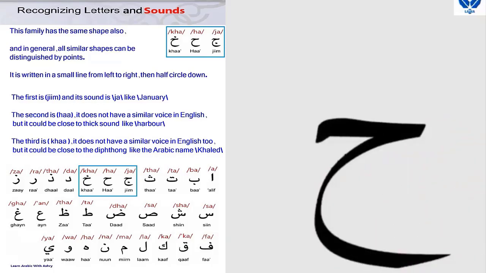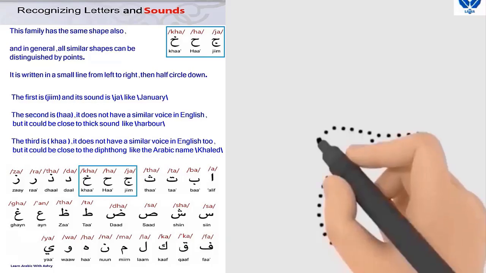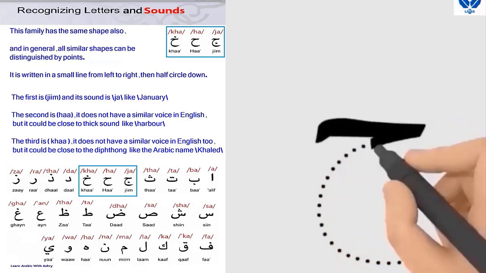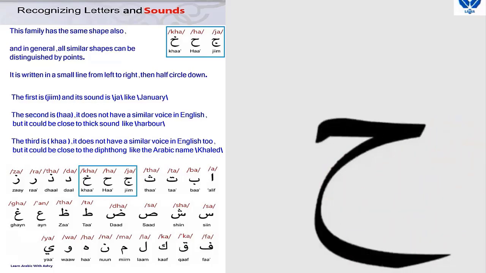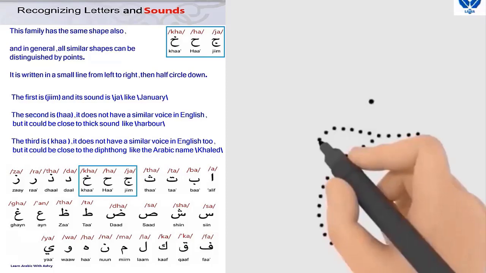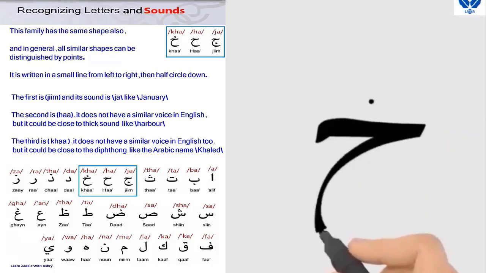The second is Ha. It doesn't have a similar voice in English, but it could be close to thick sound like harbor. The third is Kha. It doesn't have a similar voice in English either, but it could be close to the diphthong like the Arabic name Khalid.